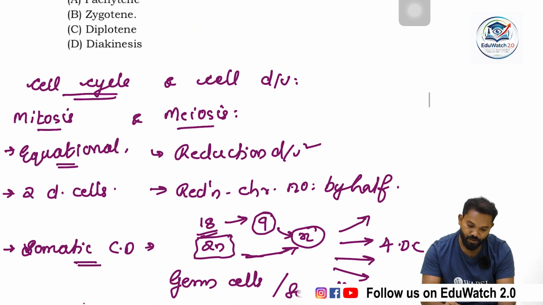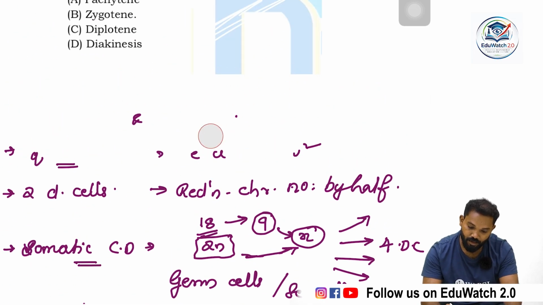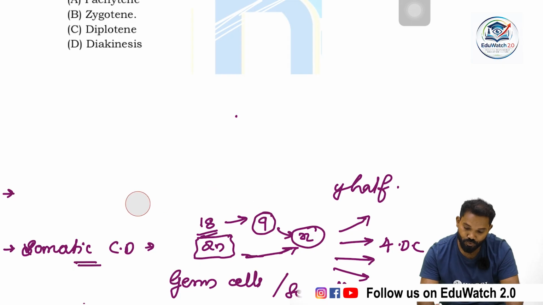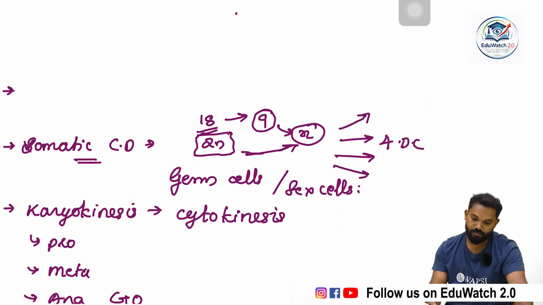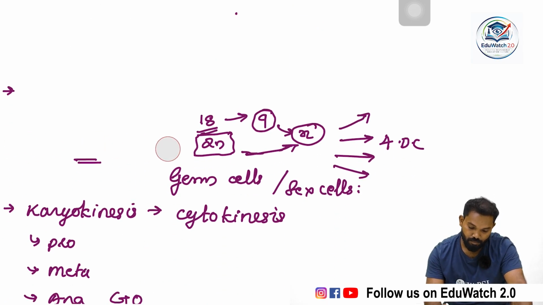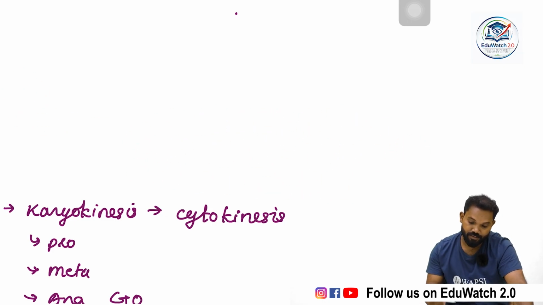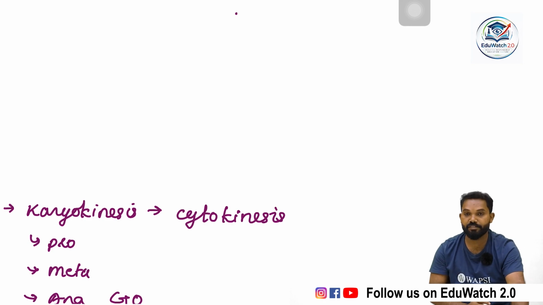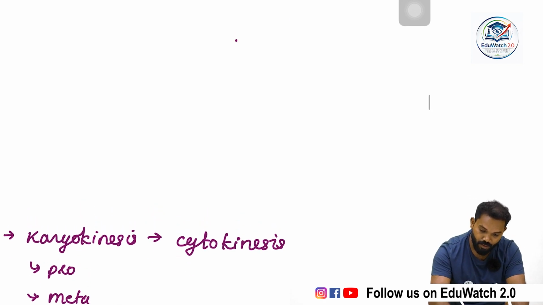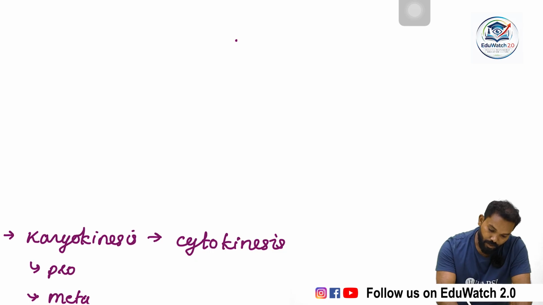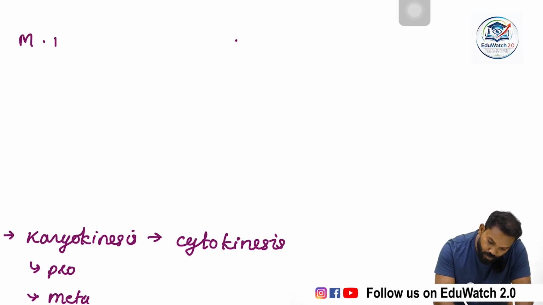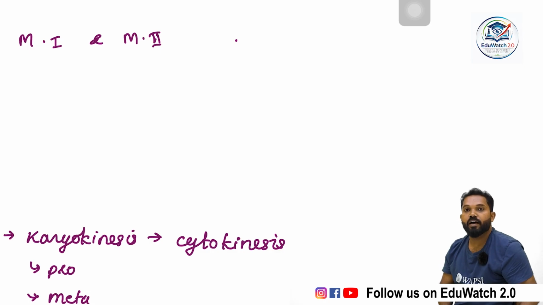So whether it is mitosis or meiosis, the cell enters into 2 stages: karyokinesis and cytokinesis. In the case of meiosis, it involves 2 divisions: meiosis 1 and meiosis 2.